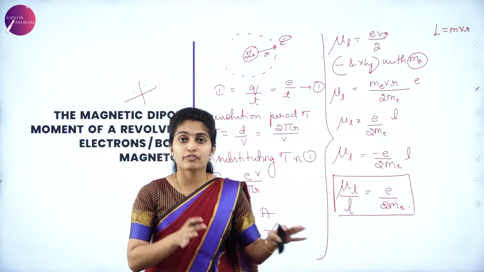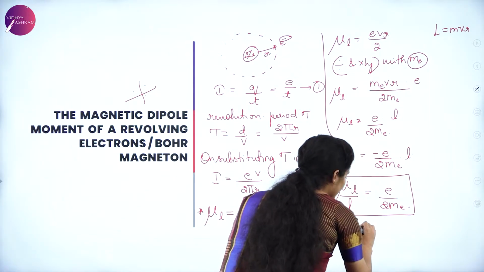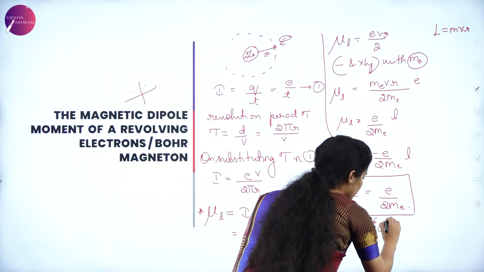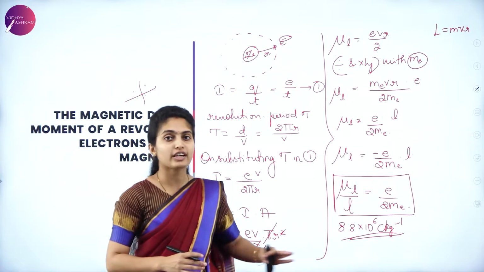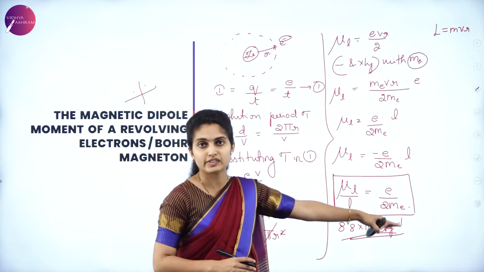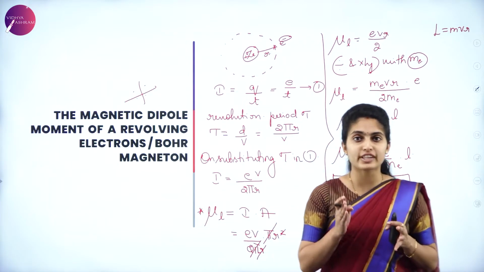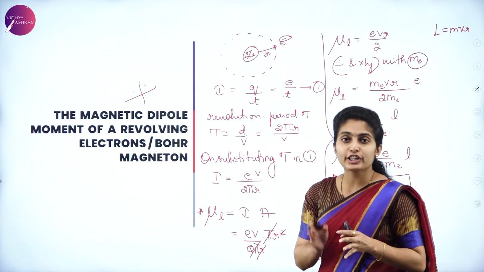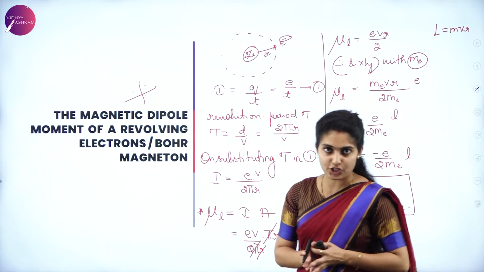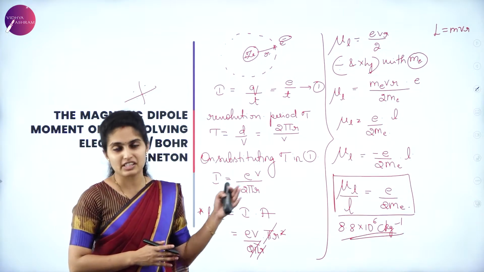The value of this is constant, and it is given as 8.8 × 10^6 coulomb per kg. This is the constant value for the gyromagnetic ratio. Now, according to Bohr's atomic model, the concept goes further, and this derivation is also called the Bohr magneton.